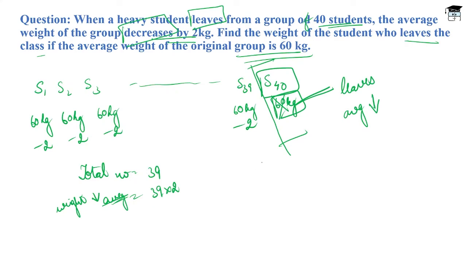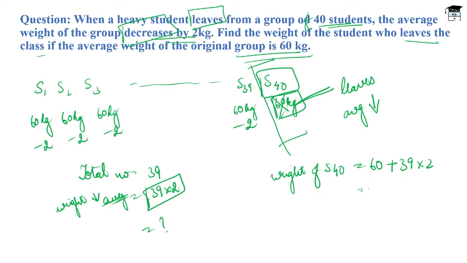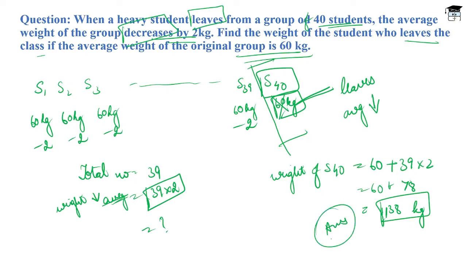And now we know that the weight of S40 is not 60, but it is 60 plus the weight we'll get here, that is 39 into 2. Right? So 39 into 2 is equal to 78, and this would be equal to 138 kg. So 138 kg. So this is our answer.